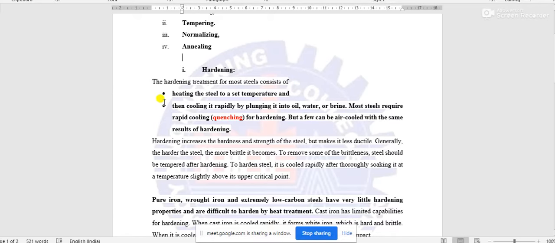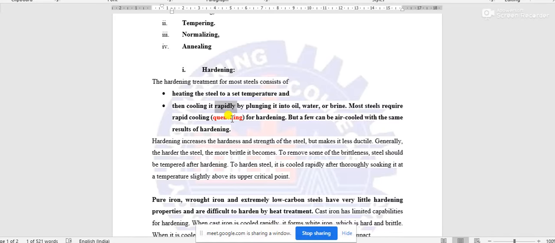First of all, there are two stages of hardening. First, heat will be given to make the steel hot and to raise the temperature to some specific value, and then in the next stage the heated steel will be cooled down rapidly to some temperature.